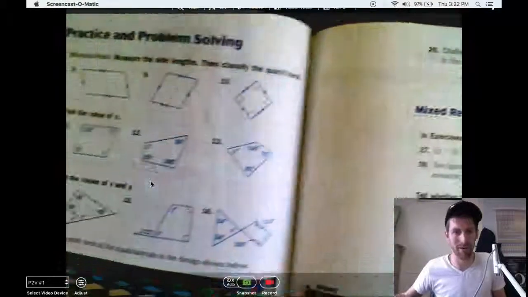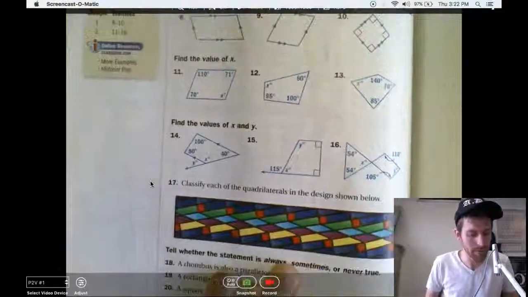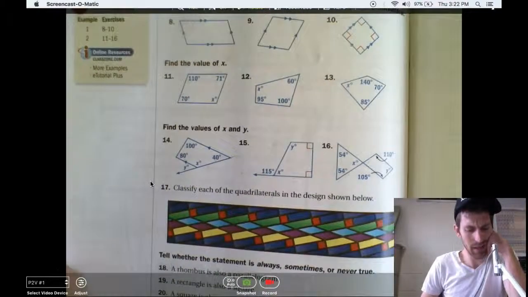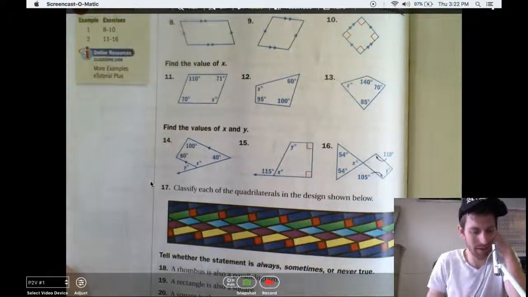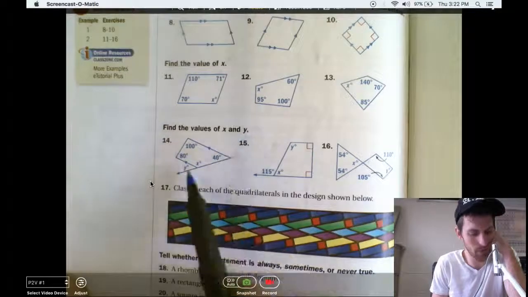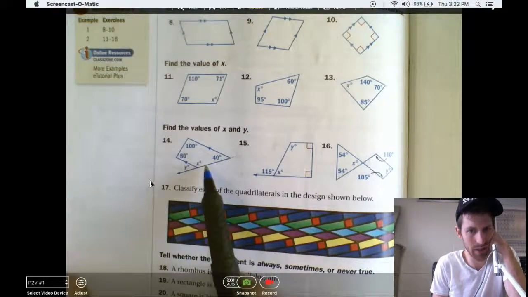But it's not always so simple because they might try something like this. Oh, find the values of x and y. Oh, that's weird.